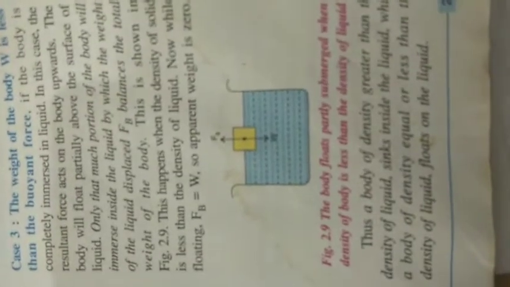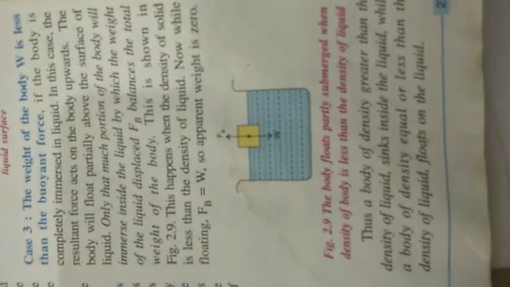Now for this you can take the example of a piece of paper, you can take the example of cork, you can take the example of any plastic piece, etc. In this case the body will float on the surface of the water.